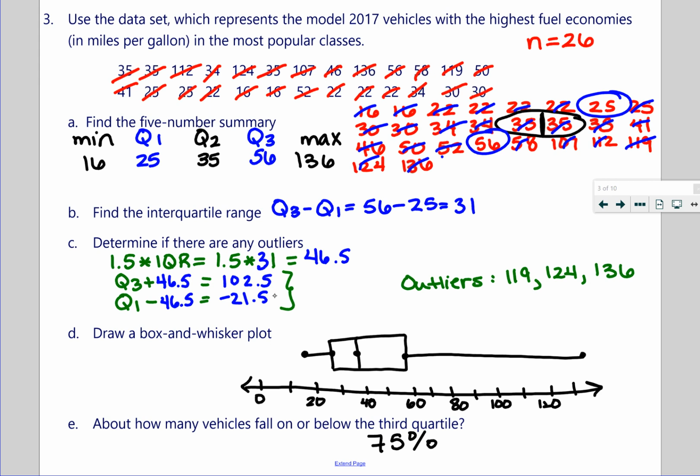I don't think it looks like it changes any answers from my outliers. What did I have there? Oh, I might have some more outliers actually. 107 and 112 are also going to be outliers. I have a lot on that one.